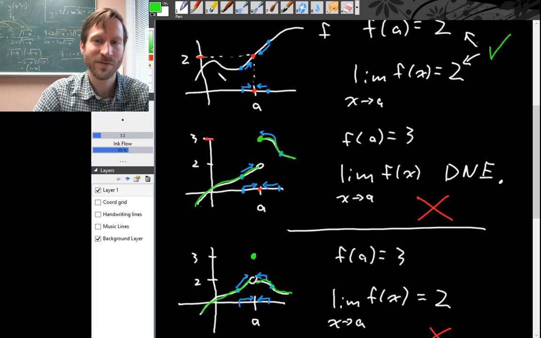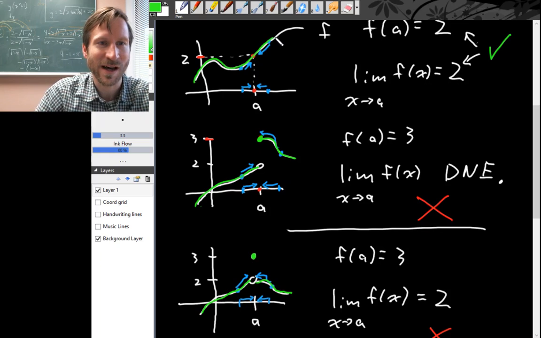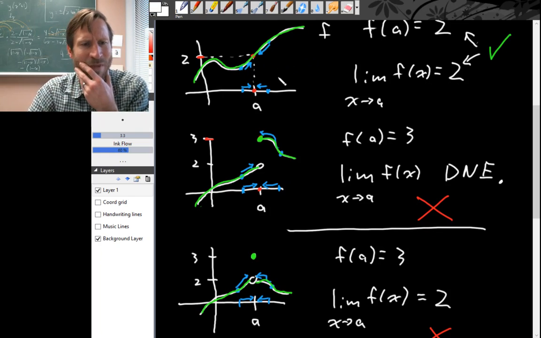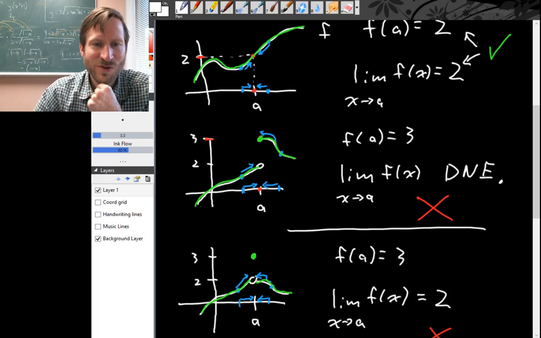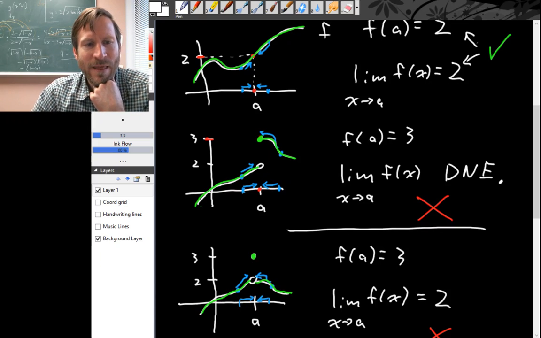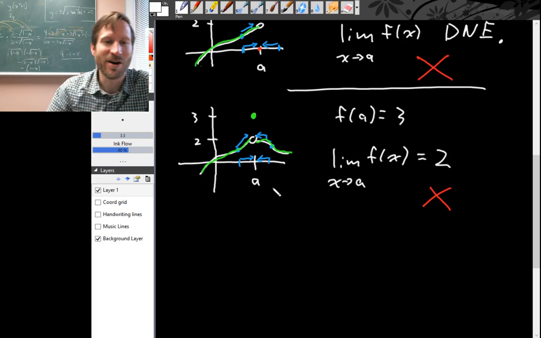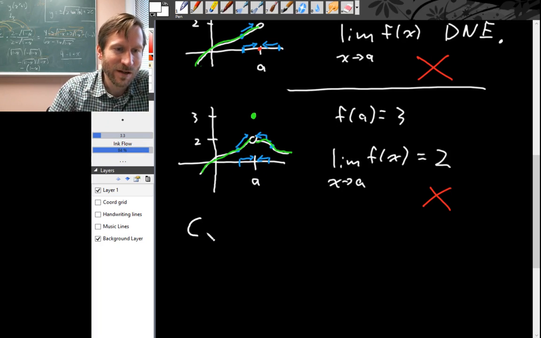On the top function, the one that did work, you could draw this entire graph just by drawing one smooth curve without ever lifting up your pencil. So what makes the 2 functions that didn't work different from the function that did work is this jump. It's this break. And the word that mathematicians have settled on to describe this phenomenon is continuity.